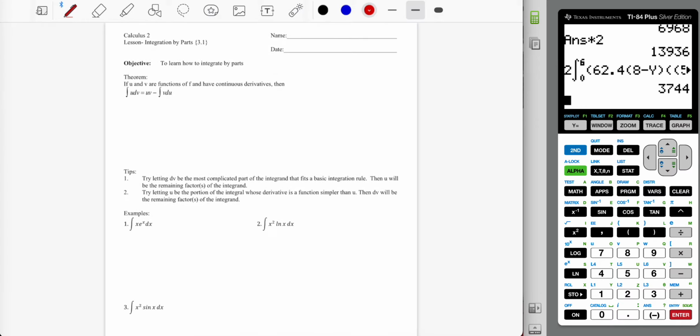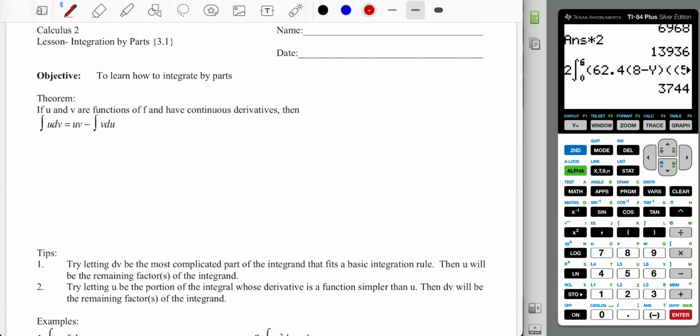So for this section, starting on page 50, we're going to learn how to integrate by parts. This is a follow-on from the product rule. It's derived from that, just in the reverse order.